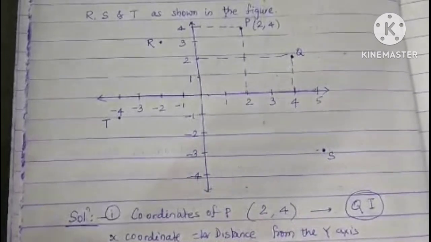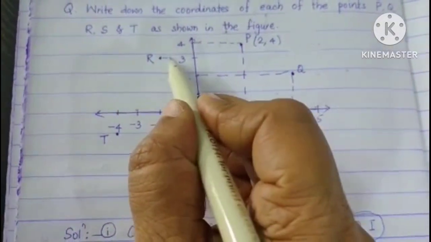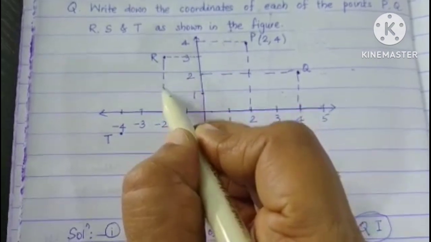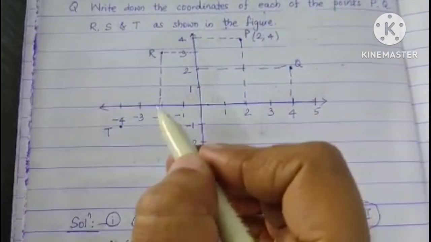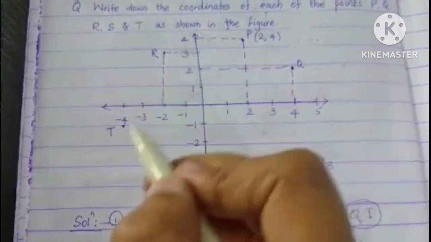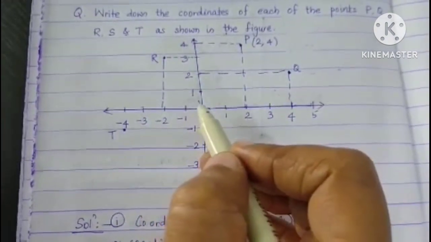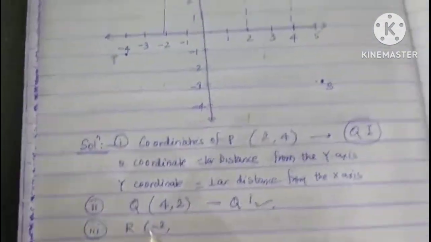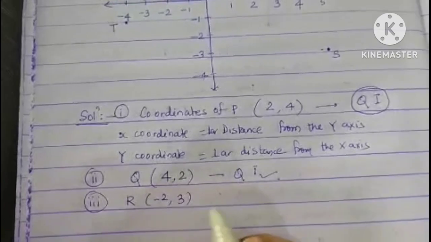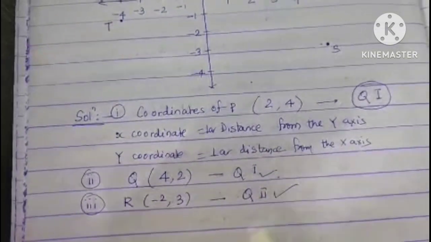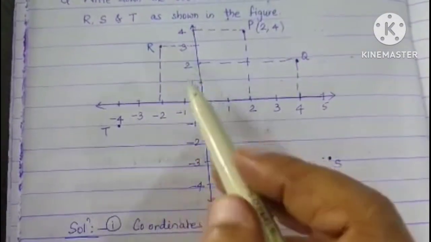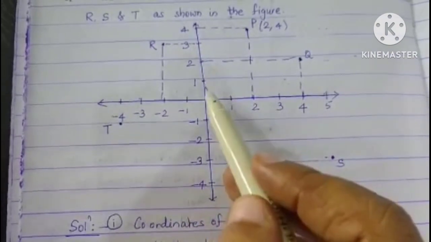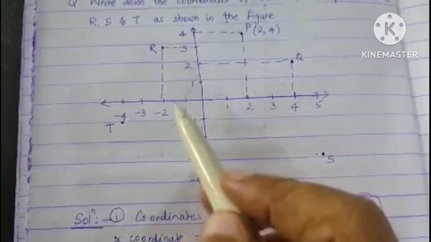The third point was R. Yes, R is here, so we will draw one perpendicular here and one here. You can see that this R is lying in quadrant 2. In quadrant 2 the x coordinate will be negative and the y coordinate will be positive, and you can see that the distance from the y-axis is minus 2, so R will be (-2, 3), and it lies in quadrant 2. The x coordinate is minus 2, the distance from the y-axis, and the y coordinate is 3, the distance from the x-axis. It is clear.